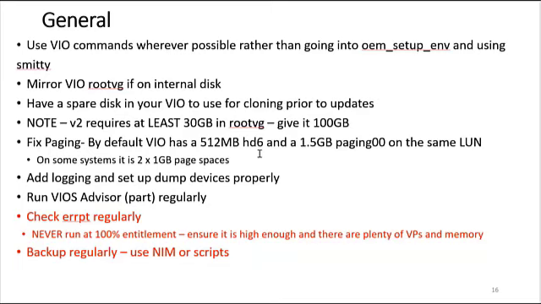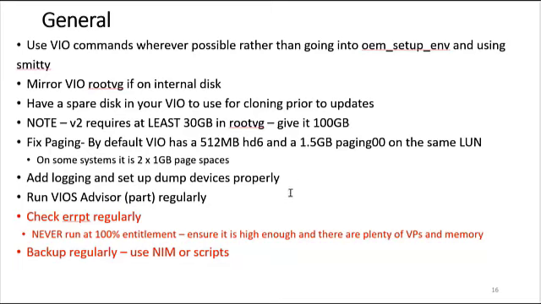By default, when the VIO server is installed, and you'll see this with 3.1, it comes up with 2 page spaces on the same LUN. One of them's 512 meg and the other one's 1.5 gig, and it's not active. So really you only have 512 meg page space. One of the first things I do after I bring a VIO server up is I remove paging00 and I make hd6 at least 4 gig.